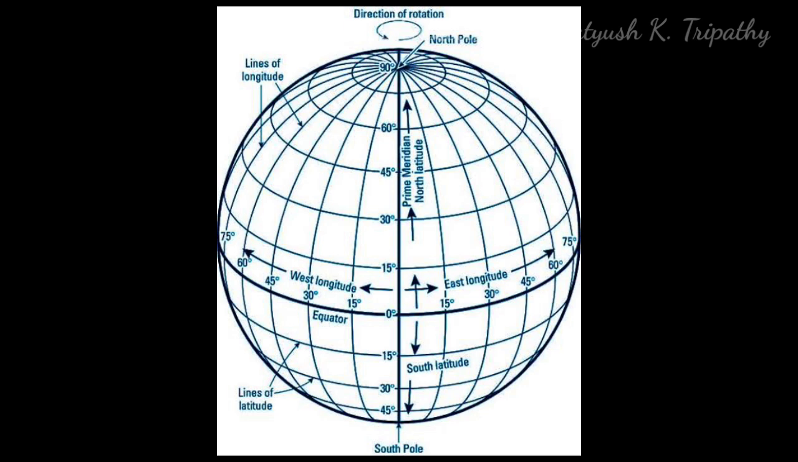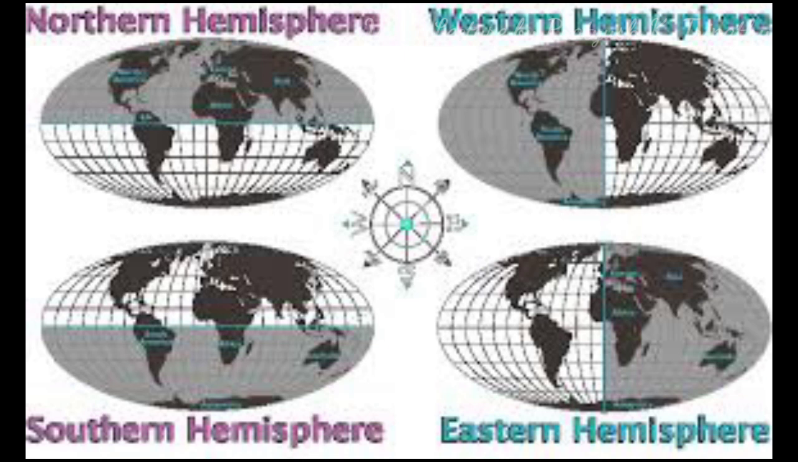To find the exact location of a place on the globe, one has to use a network of parallels of latitudes and longitudes known as the Earth's grid. The Earth is divided into four hemispheres. The regions north and south of the equator are called the northern hemisphere and southern hemisphere respectively.